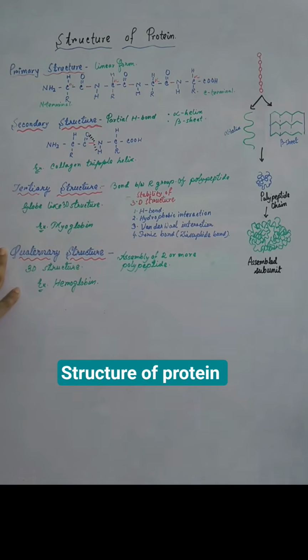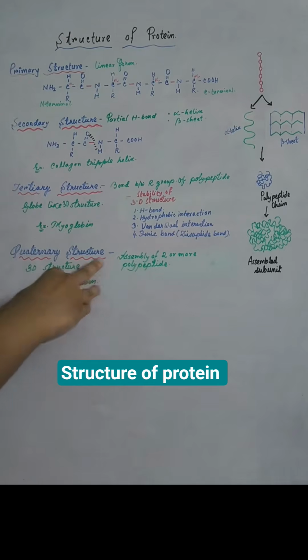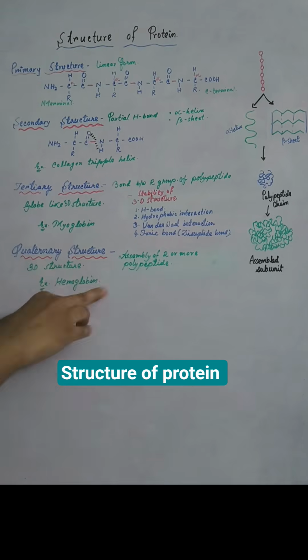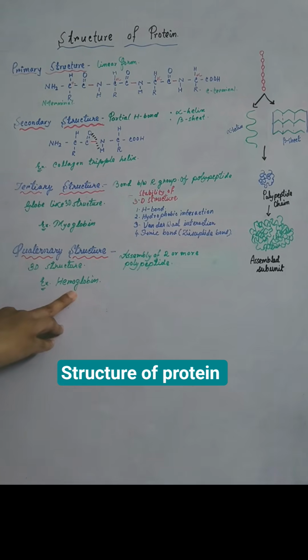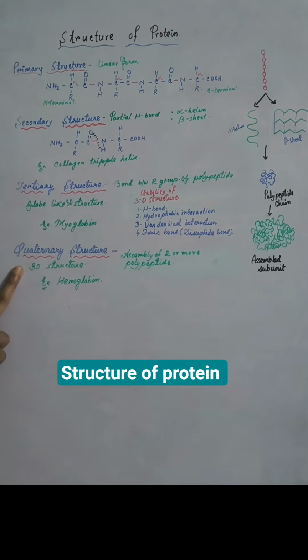The next type of protein structure is the quaternary structure, where two or more polypeptide chains are assembled and finally form a 3D structure, which is seen in hemoglobin, where the hemoglobin has four subunits of polypeptide chain that are assembled and form the quaternary structure. Here the heme means a prosthetic group that is attached with the four subunits of globin, forming the globin protein and finally forming the quaternary structure.